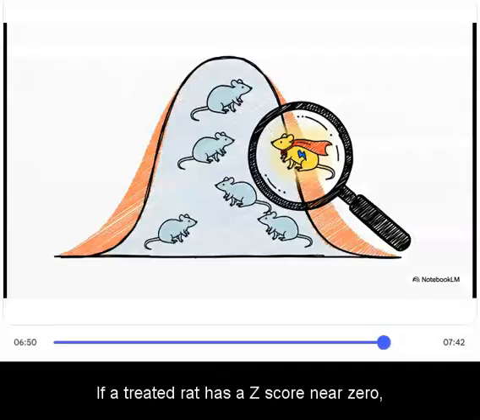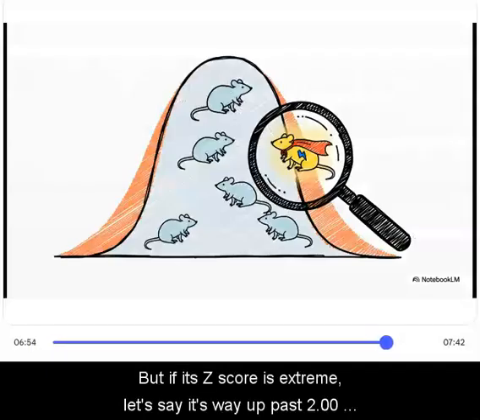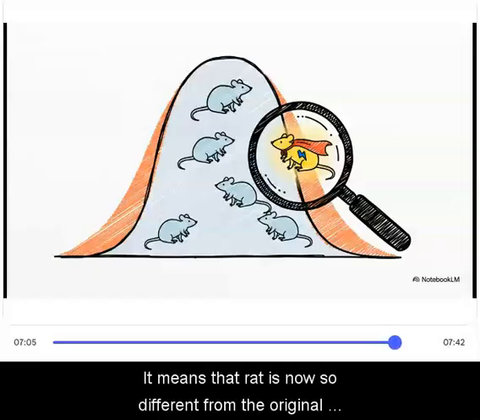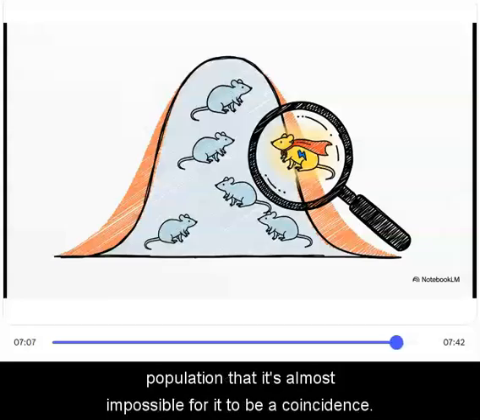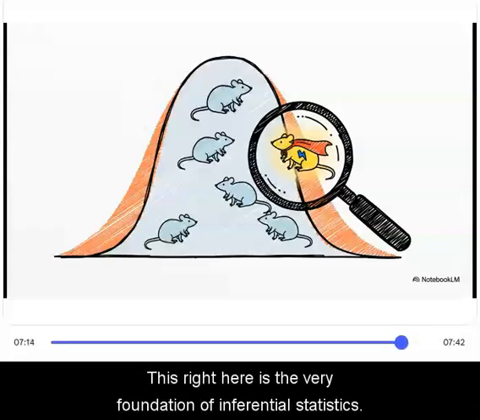If a treated rat has a z-score near 0, it's probably just an average rat. But if its z-score is extreme, let's say it's way up past plus 2.00 or way down below minus 2.00, that is a massive signal. It means that rat is now so different from the original population that it's almost impossible for it to be a coincidence. The treatment very likely had an effect. This right here is the very foundation of inferential statistics.